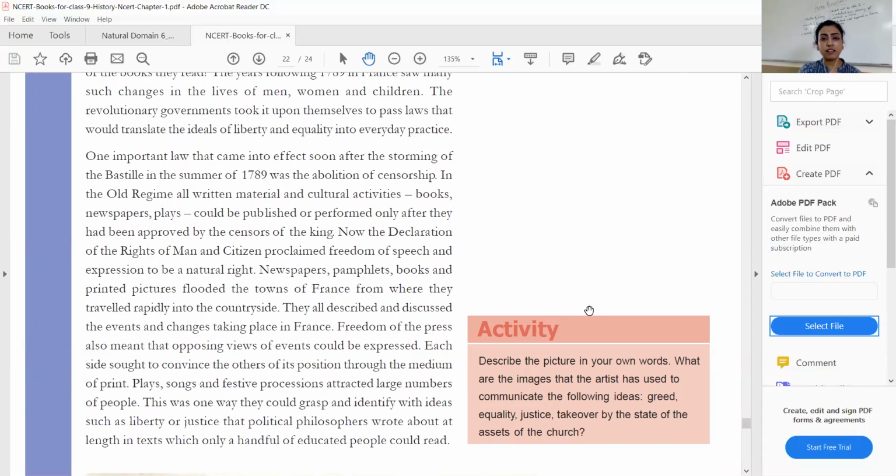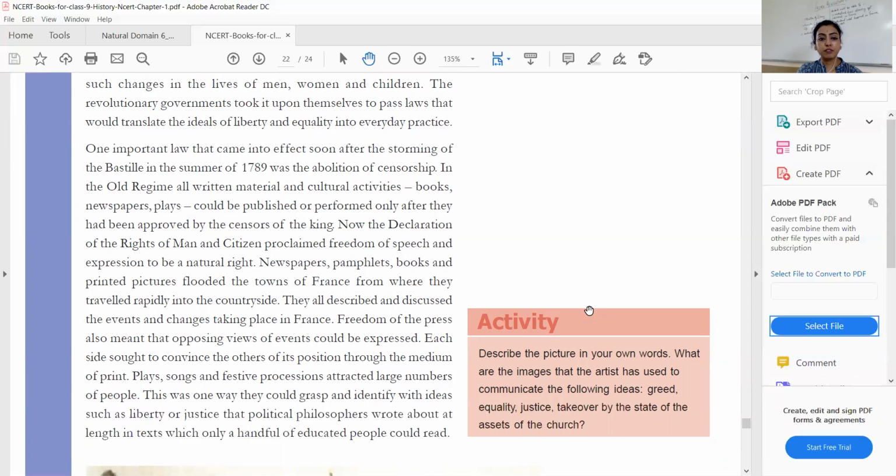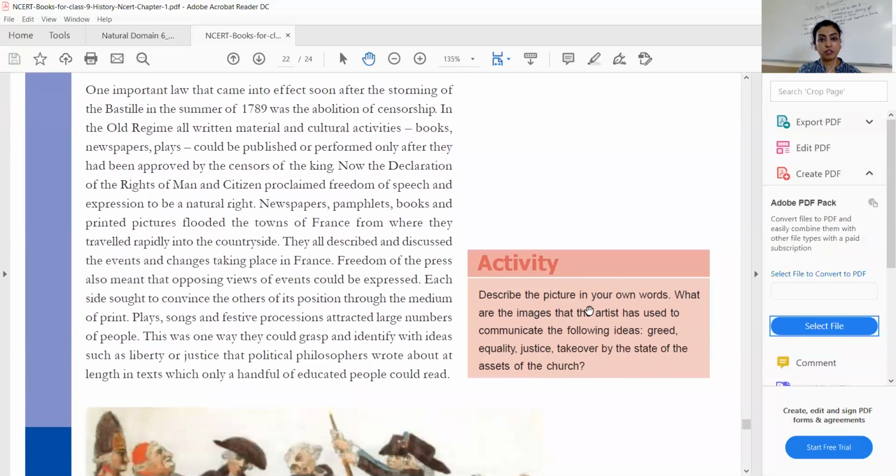So these are the many changes. People got freedom of speech and expression. Now they could express themselves and talk to each other. Freedom of the press also meant opposing views of events. When freedom of the press was there, you could speak against the government. It's not that you only had to accept whatever was said by the government. So each side sought to convince others of its position through the medium of print.